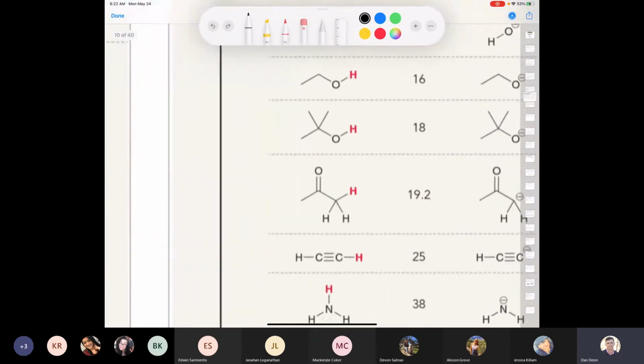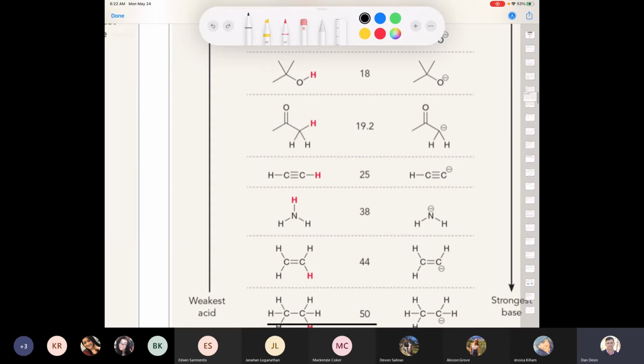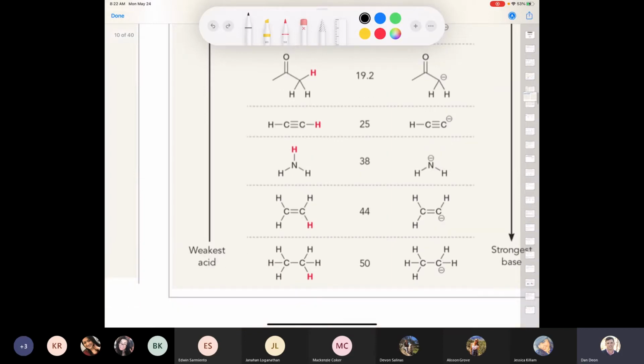So we ended off somewhere around here. We talked about ethanol and tert-butanol. After that, we have acetone, which is a ketone. So this is just a ketone, and this is the alpha proton of a ketone. Acetone has a pKa of around 19. The next one is acetylene, but generally speaking, an alkyne. The terminal hydrogen on an alkyne will have a pKa of around 25. The next one is ammonia or an amine, right? I taught you what an amine is. So an amine or ammonia will have a pKa around 38.